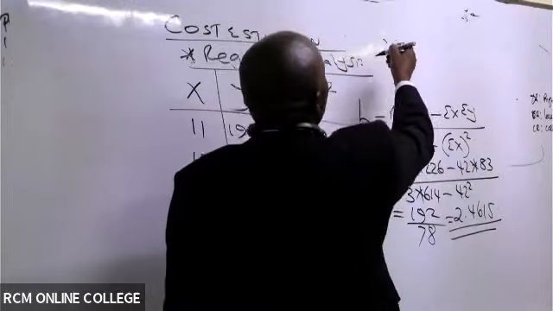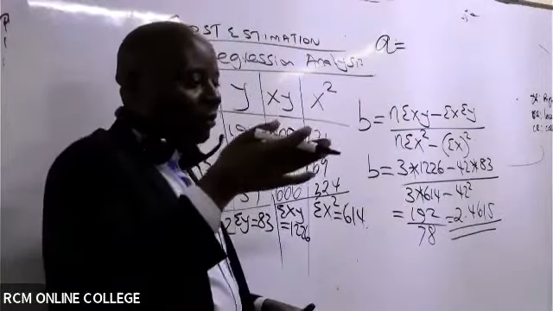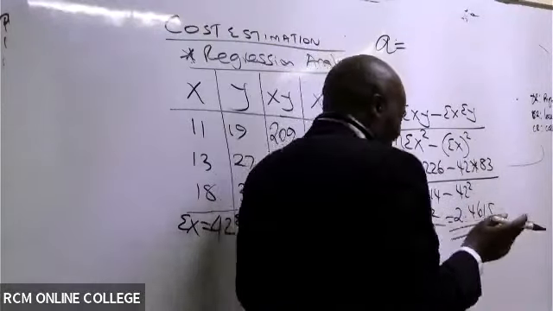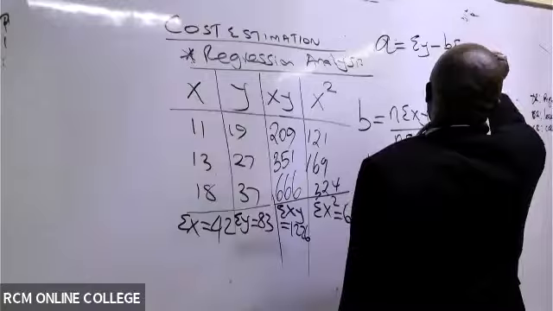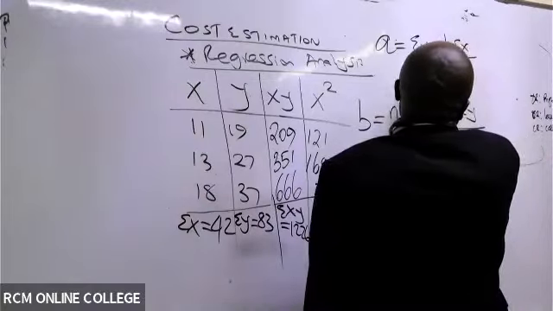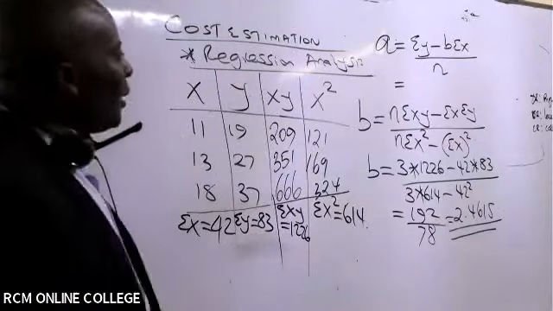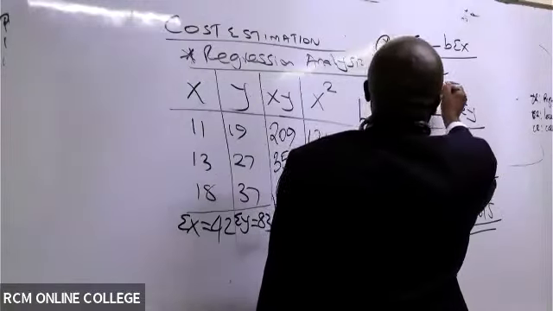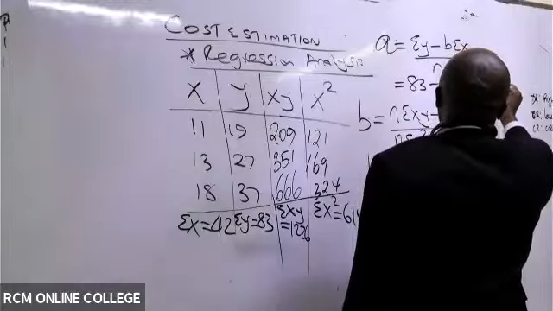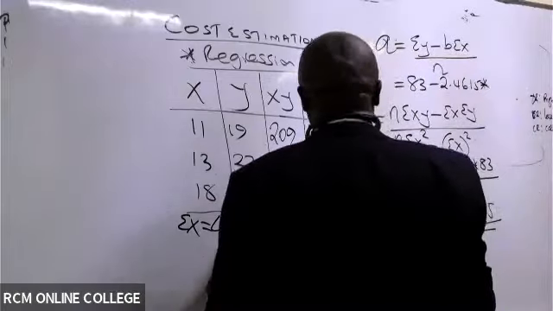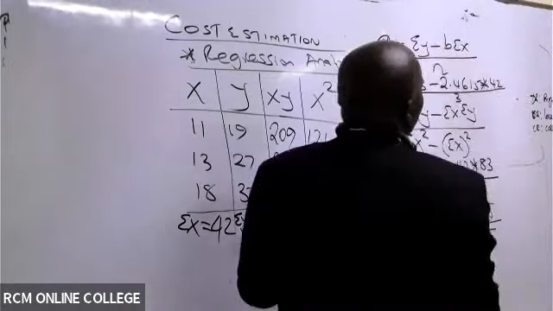So from there, go ahead and give me the value of A. You can only give me the value of A if you are able to remember the formula. If you forget the formula, then automatically you will not be able to do anything. So this will be the sum of y minus b times the sum of x, everything divided by n. Summation of y, I already have it, it is 83, minus b, which is 2.4615, times the summation of x, which is 42. Whatever answer we get, everything is divided by 3.